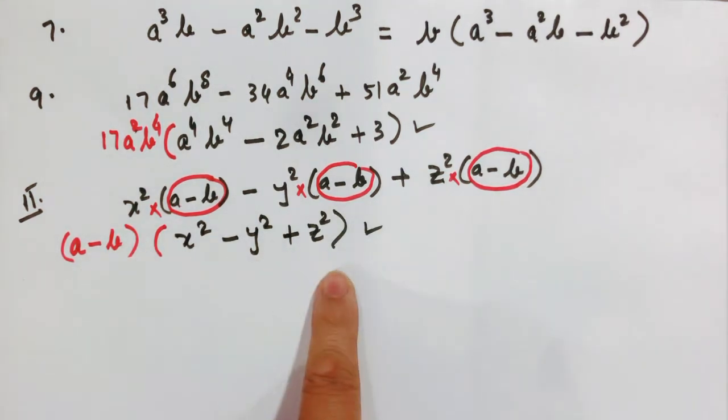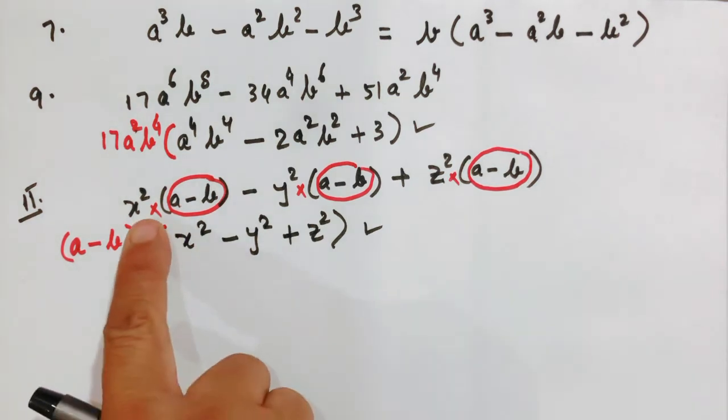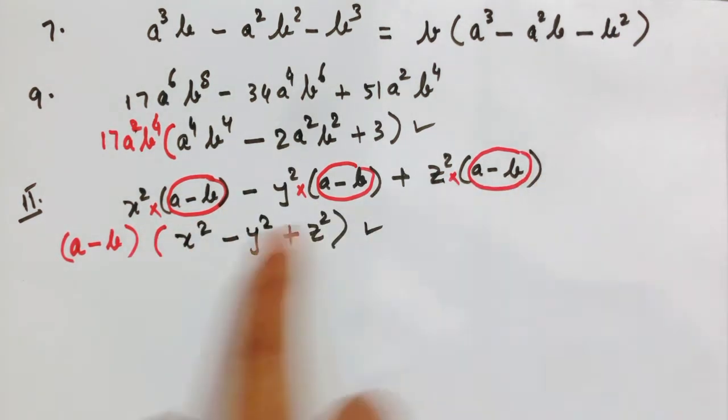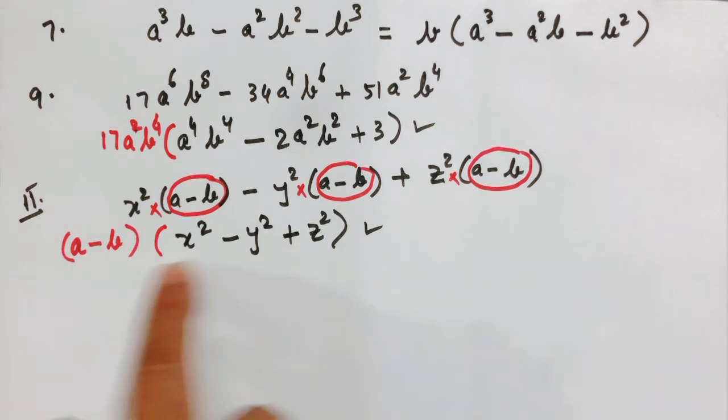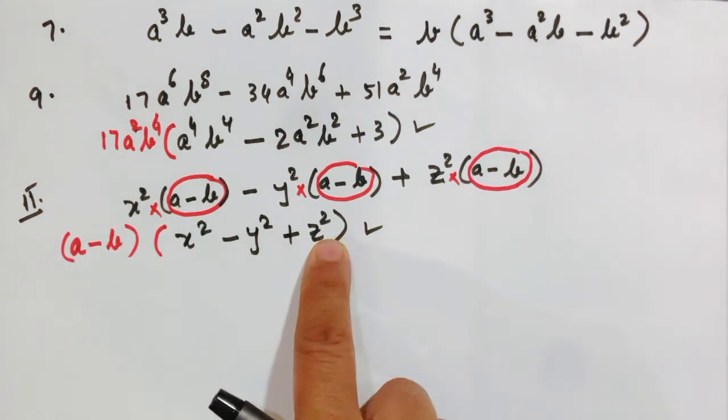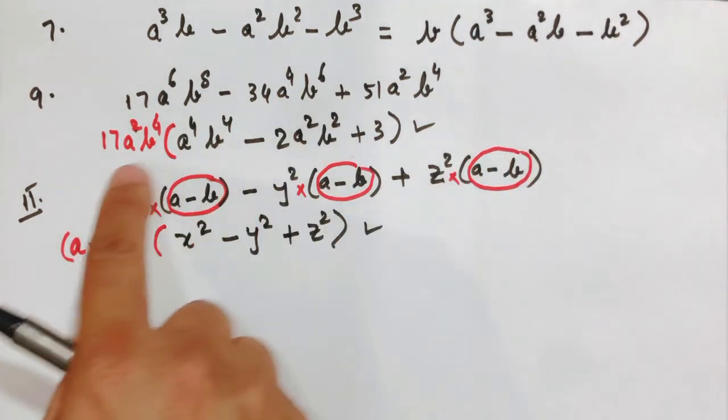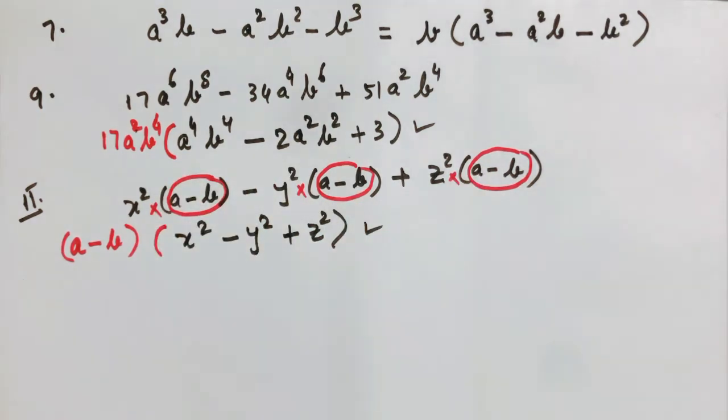Why? Because this is in factor form. You can see that this was given in addition and subtraction form. Here you have multiplication form. That is why we say these are the factors of the particular expression. Okay, moving ahead. Similarly you have number 12 also.